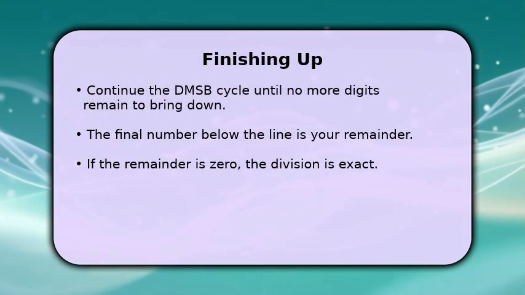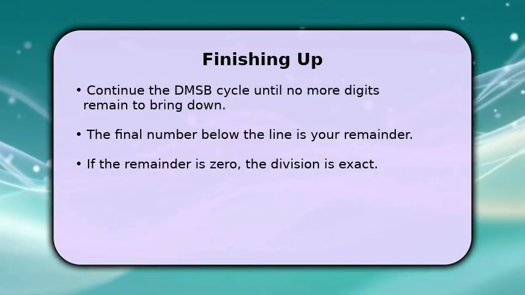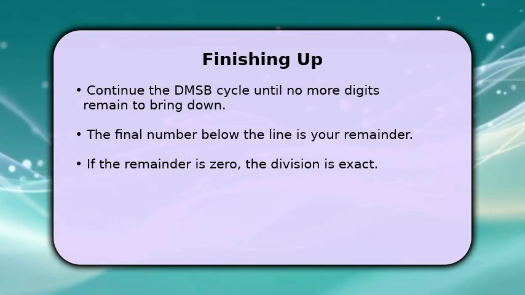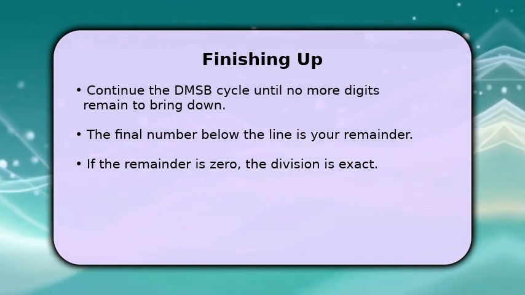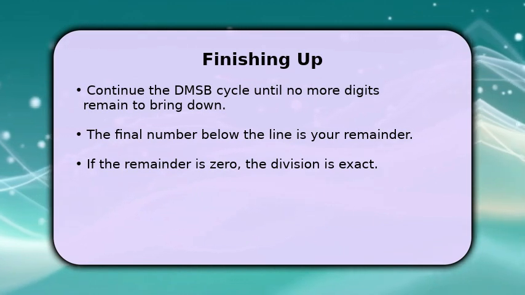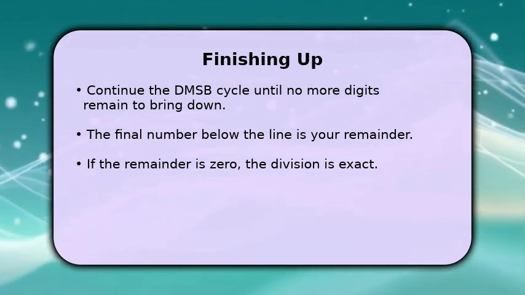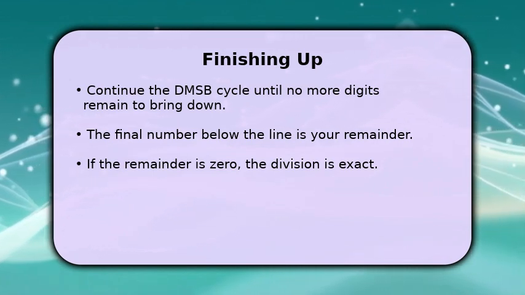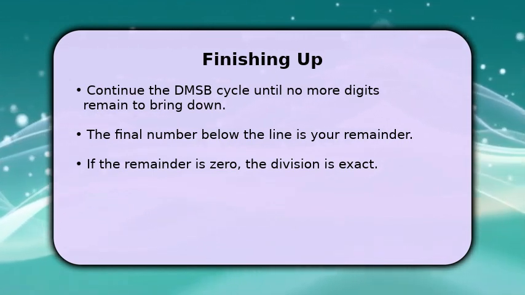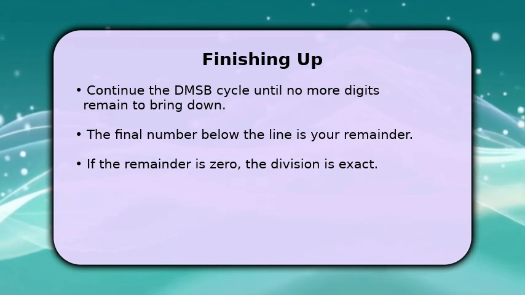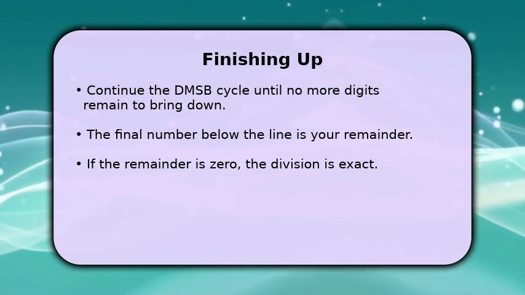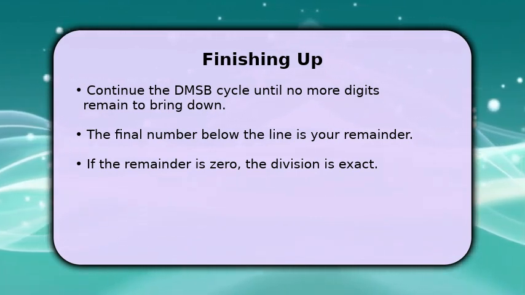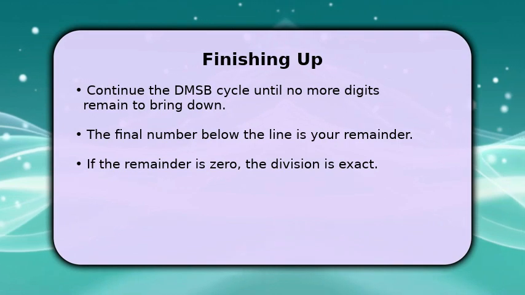You'll continue the DMSB cycle until every digit from your four-digit dividend has been brought down and used. Once there are no more digits to bring down, the number remaining at the bottom is your final remainder. If this remainder is 0, your division is exact. Otherwise, you'll write the remainder next to your quotient, typically using an R for remainder. For instance, a result might be 381 with a remainder of 2.